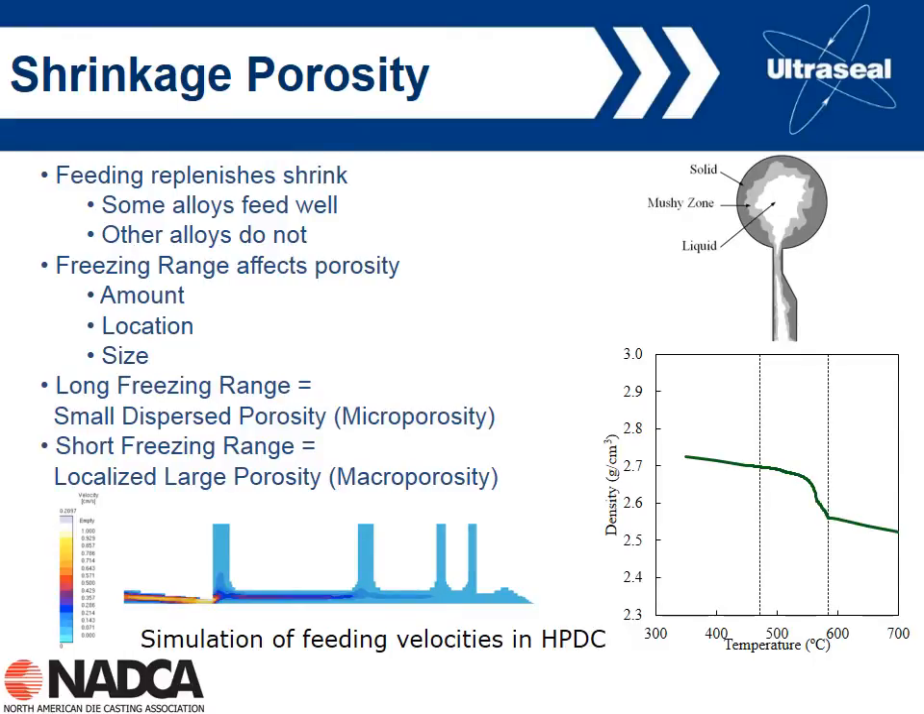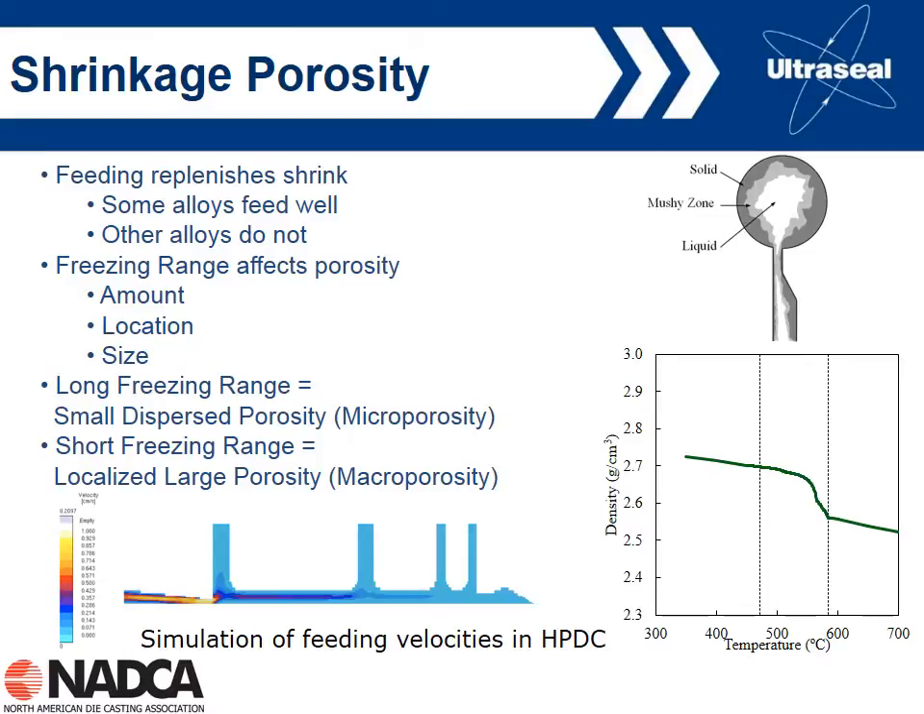The problem we've got is that not all alloys feed that well. Some alloys feed well, some alloys don't. And feeding basically depends upon the width of the mushy zone. So again, we've got this schematic casting shown here on the right, where we've got the solid, the liquid, and then the width of the mushy zone. And basically, the wider the mushy zone, the more difficult it is to feed the shrinkage.